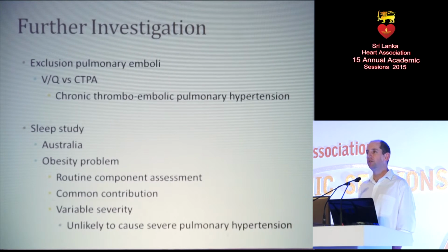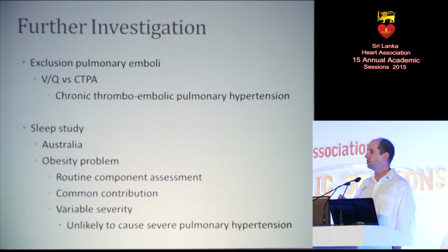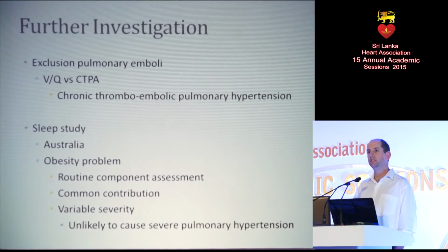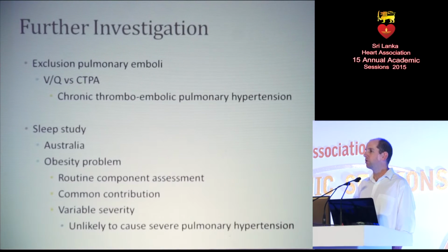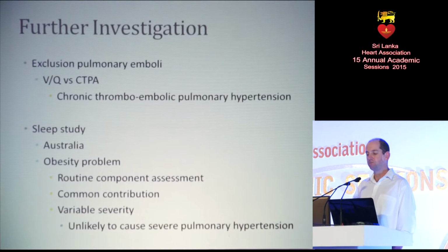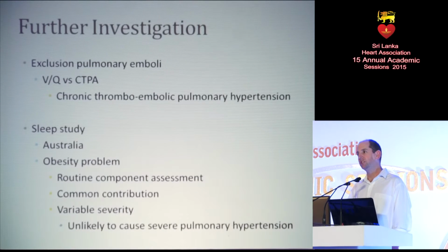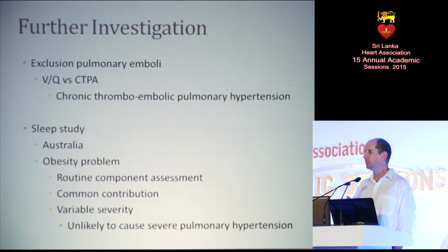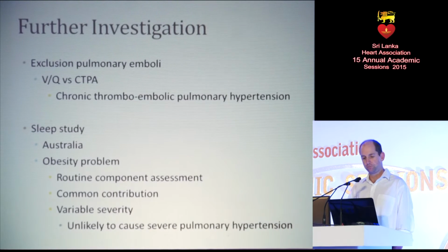In terms of further investigation, as mentioned on one of those earlier slides, chronic thromboembolic pulmonary hypertension is one of the possible differential diagnoses. Certainly CT pulmonary angiography is excellent at looking for acute pulmonary emboli and excluding additional pulmonary disease, but can occasionally miss chronic thromboembolic pulmonary hypertension. And I think ventilation and perfusion scanning is really important when you consider that diagnosis.